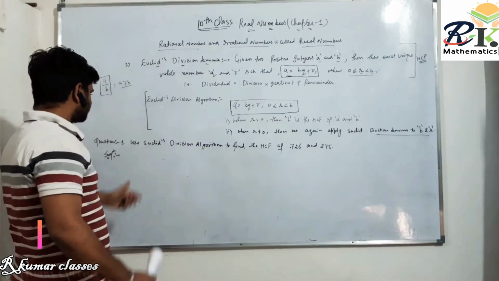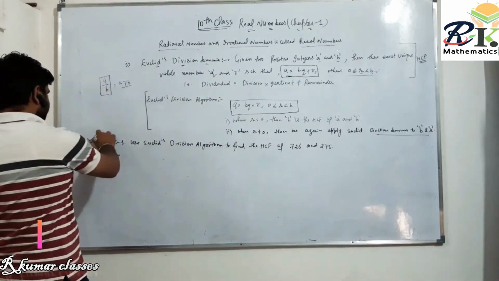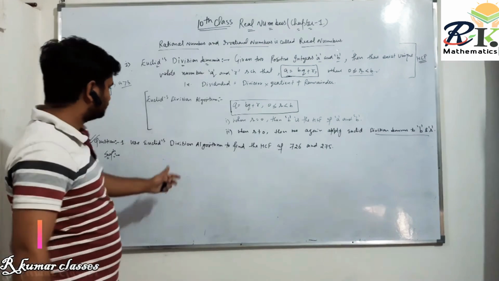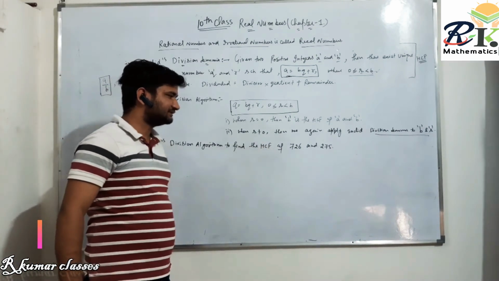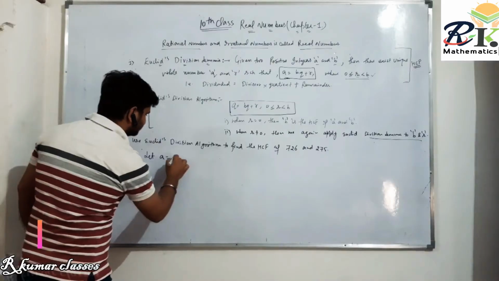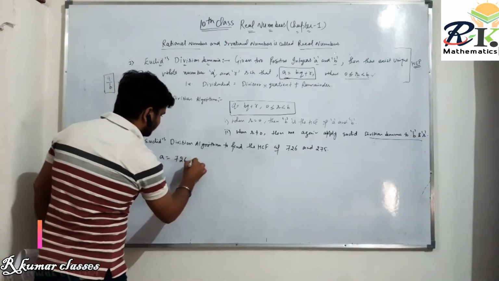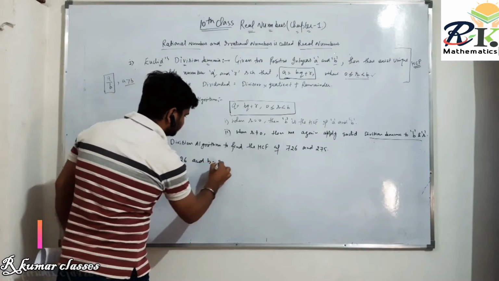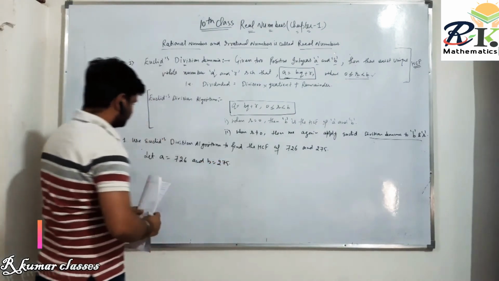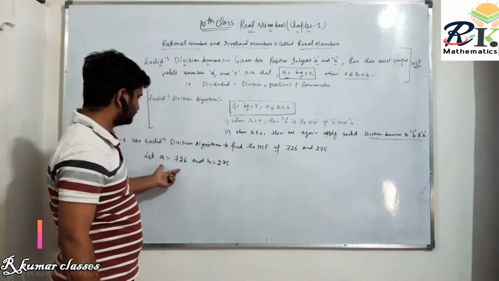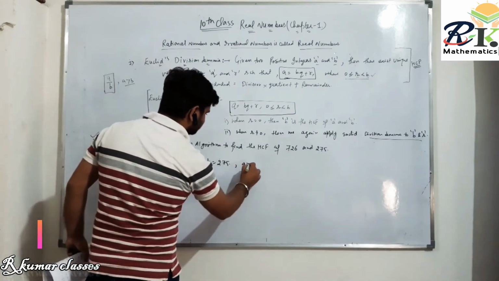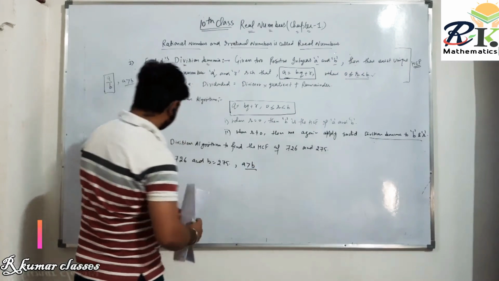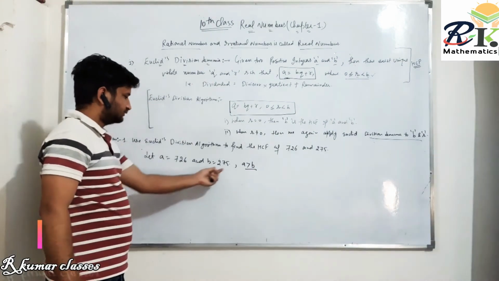So we do the first question and understand how we do these questions. The first question is: use Euclid's division algorithm to find the HCF of 726 and 275. In this question we take a equal to 726 and b equal to 275, and here a is greater than b. We see that 726 is greater than 275.